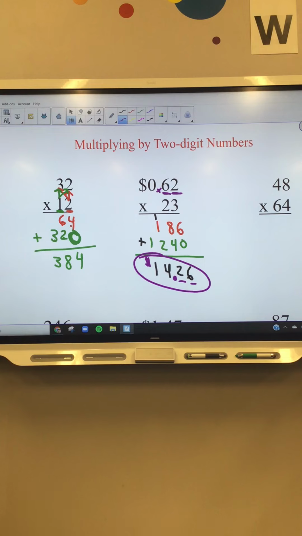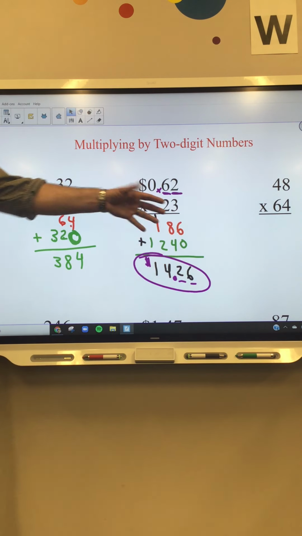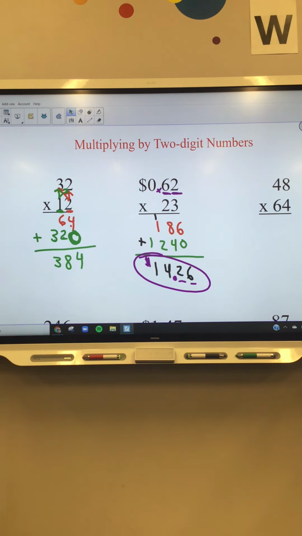Looks like that. Think we're ready for the last one? Give it a shot. Try it on your own, and then I'll come back and we'll do it together as well.